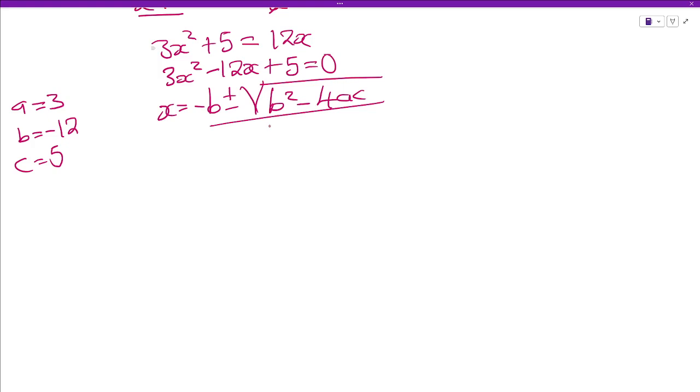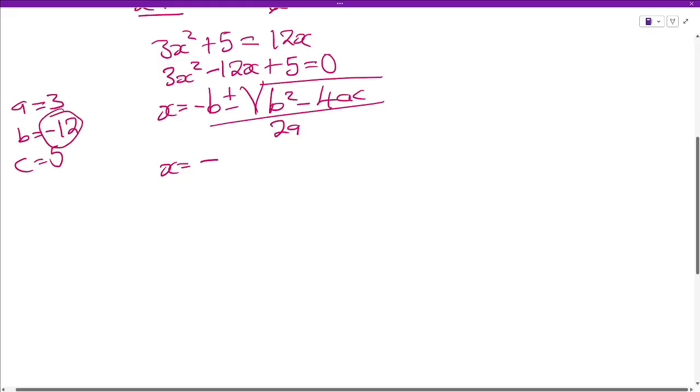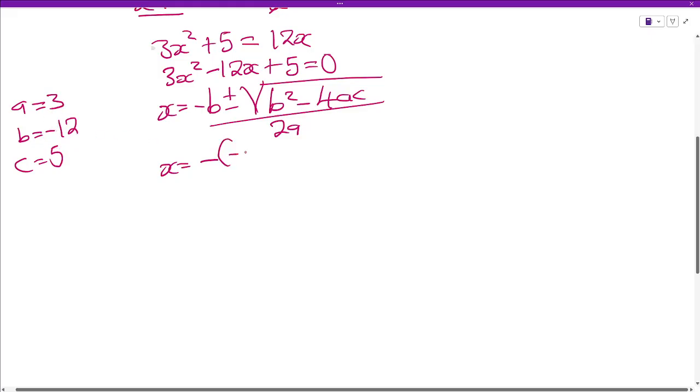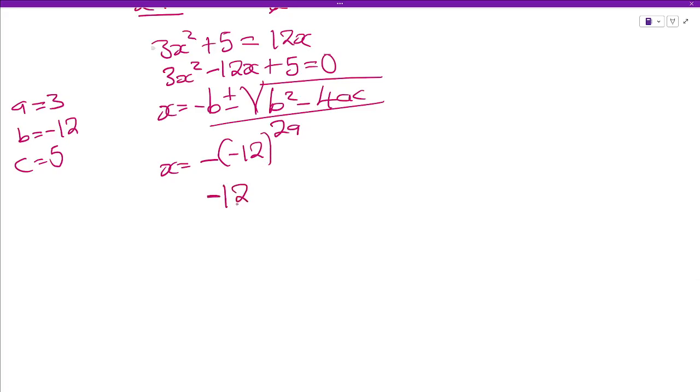Okay, then everything over 2a. So x will be equal to negative. Remember this negative, always start with the negative because it's part of the formula. And then check what's the value of b. You've seen even this one is a negative. Examiners like this because students make a lot of mistakes. Instead of saying negative 12 here in brackets, a student will just say negative 12, and then everything now just gets messed up. So please be very careful as you are solving.